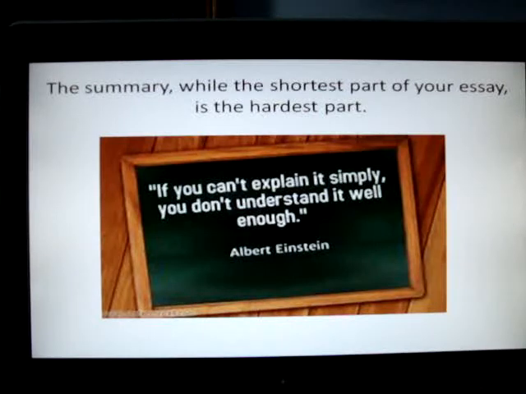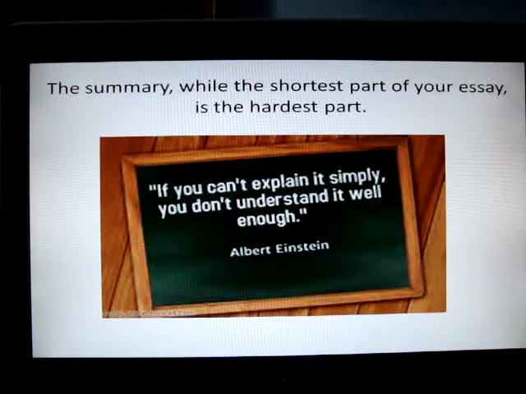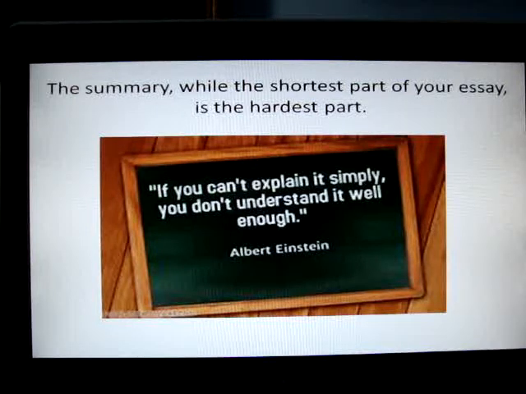All right. So, the summary is just a quick review of the main ideas of what you just read. You're not going into great detail. You're just trying to give me basically a topic sentence. This was the main thing that this author was trying to say. And these were some of the most important points the author made.